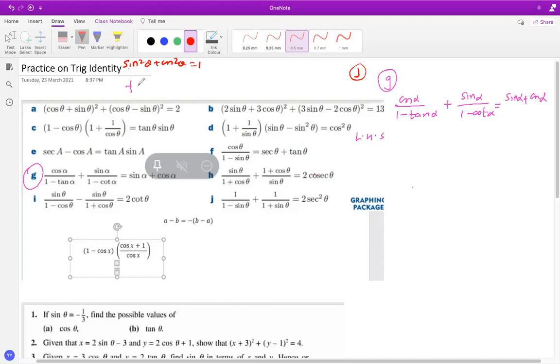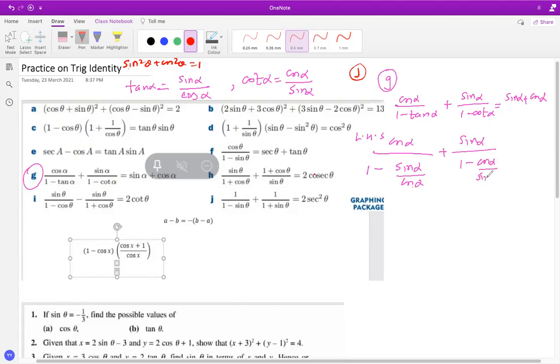Now, as we know, tan alpha can be written as sine over cos. Just to generalize the strategy, wherever you have tan and cot, try to write them in terms of sine and cos. That makes life much easier. So tan alpha is sine alpha over cos alpha, and cot alpha is cos alpha over sine alpha. Now, when you do this, what you get is cos alpha over 1 minus sine alpha over cos alpha, plus sine alpha over 1 minus cos alpha over sine alpha.